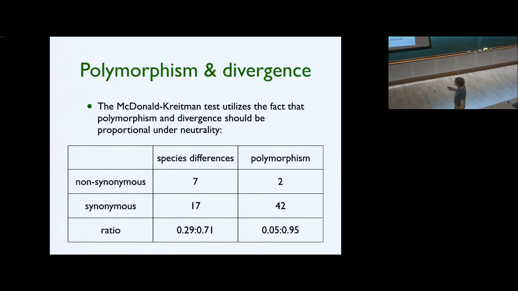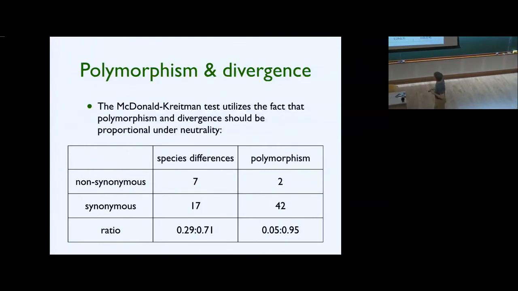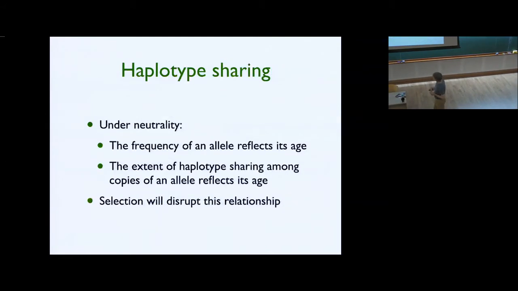So it could be that, but it could also be that the strength of purifying selection has changed, right? There was bottlenecking during the speciation so that these things manage to reach higher frequency because of that. Okay, and then haplotype sharing.